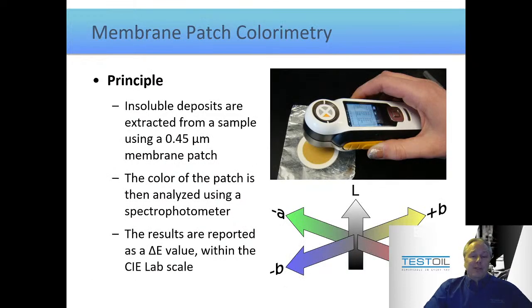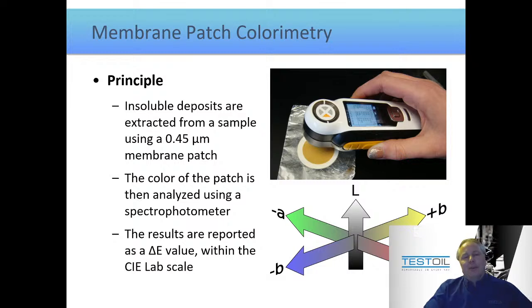Now, the basic premise for how the test is done is we start with a patch. We take a small piece of membrane filter paper and we run some oil through it. Once we've run the oil through it, we rinse it with a solvent to get rid of any oil residue, and what we're left with is just simply everything that was suspended in the oil. So this would be some solid particulate, of course, but what we're hoping is that it's mostly going to be comprised of all these soft contaminants, these byproducts, these insolubles, whatever name you want to give them. What we then do is we use a very sophisticated, highly specific spectrophotometer to analyze the color of that patch.